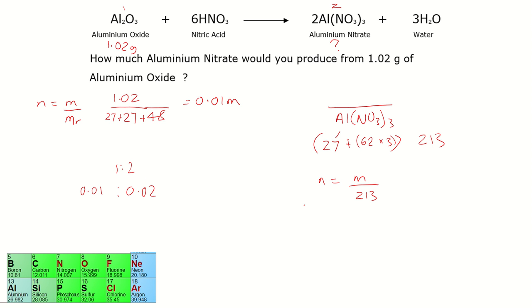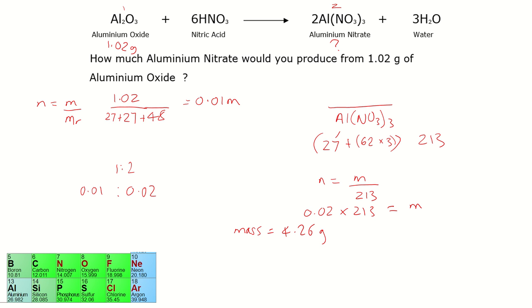So now we need to put that into this equation. So this would be 0.02 multiplied by 213 would give you the mass. So let's do that. Multiply that by 0.02, which equals 4.26. So the mass equals 4.26 grams. Now this is showing us that in this formula, if we have a mass of 1.02 grams of aluminium oxide, 4.26 grams of aluminium nitrate is produced.